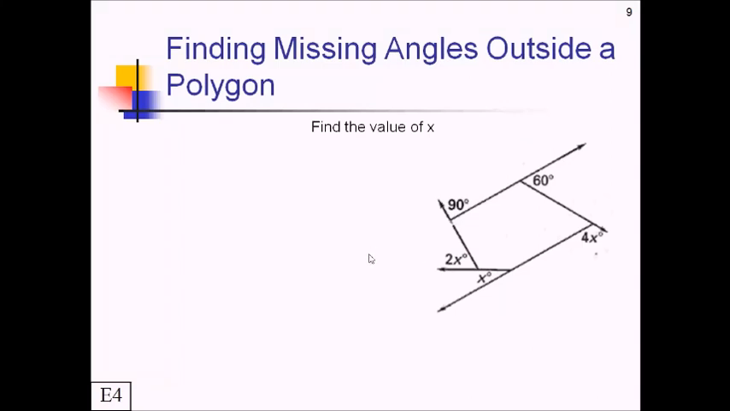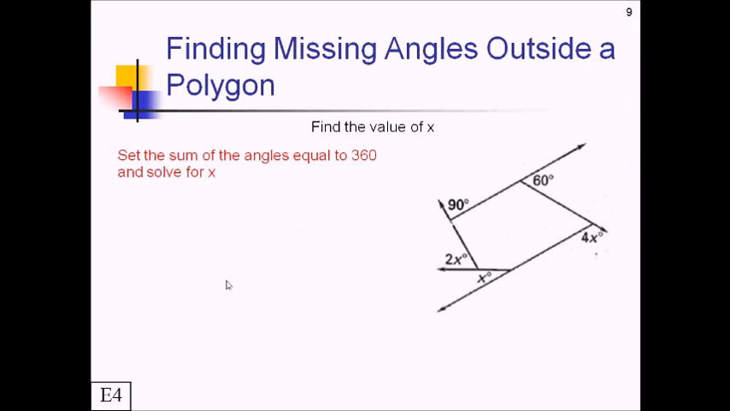Given what we know about the sum of the exterior angles of any polygon, pause the video and see if you can find out the value of x in this problem. All right, you think you got it? Because we know exterior angles always add up to 360 degrees, we're just going to set the sum of all these angles equal to 360. Then we can solve for x.